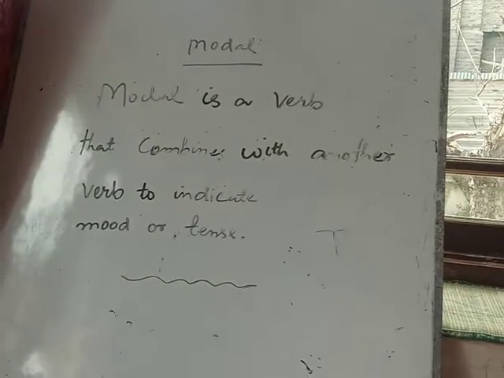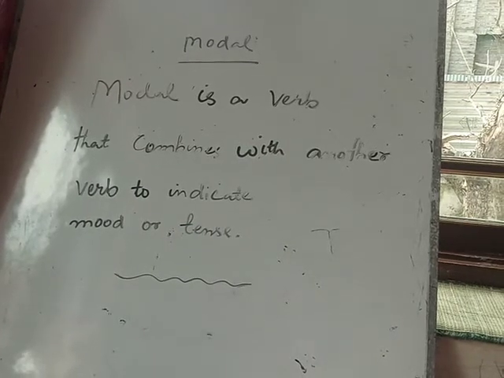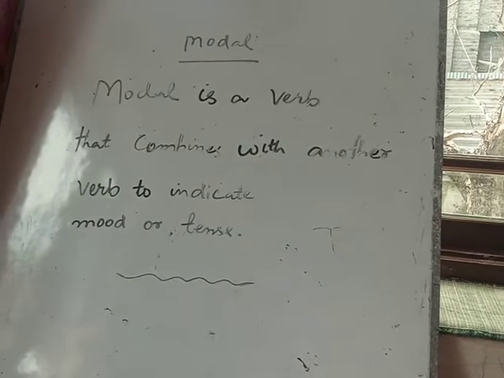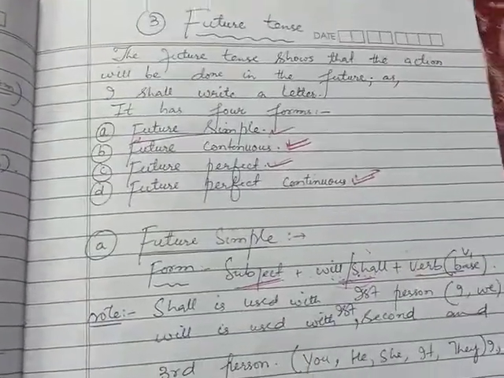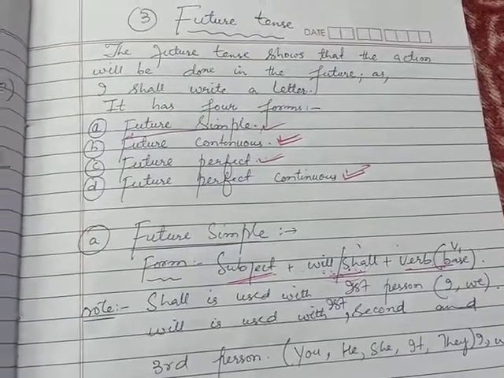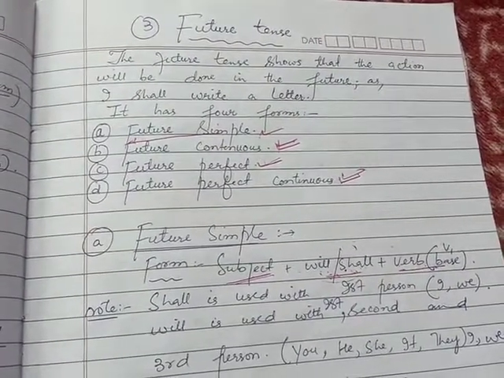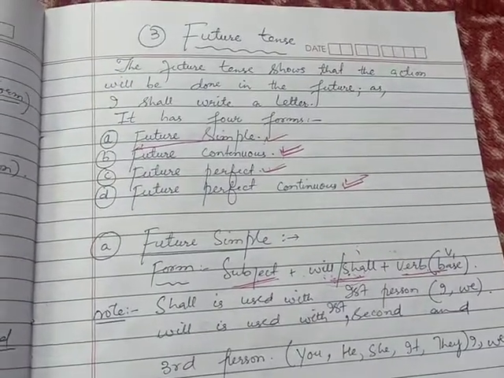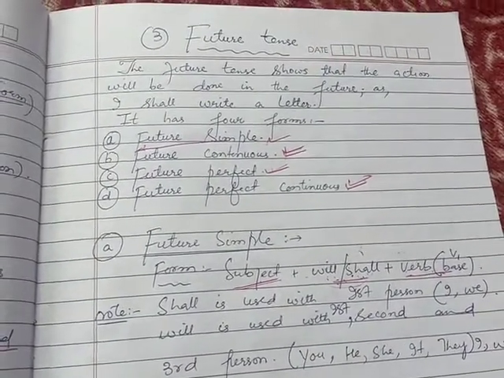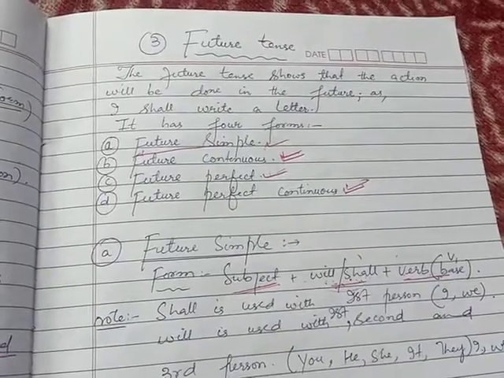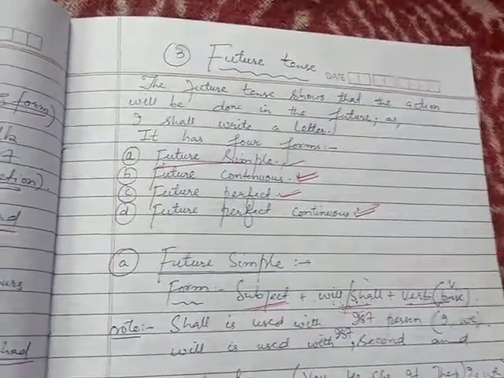Look here, my dear students, I have written the definition here. A modal is a verb that combines with another verb to indicate mood or tense. What does this mean? It means that modals are used to indicate ability, likelihood, permission, request, capacity, suggestions, order, obligation, advice, etc. Dear students, here I will tell you one important thing: modals are never used alone.